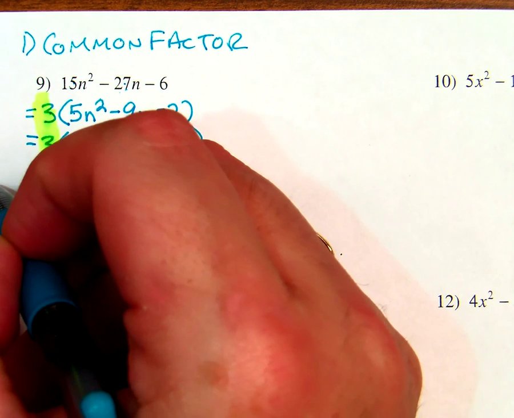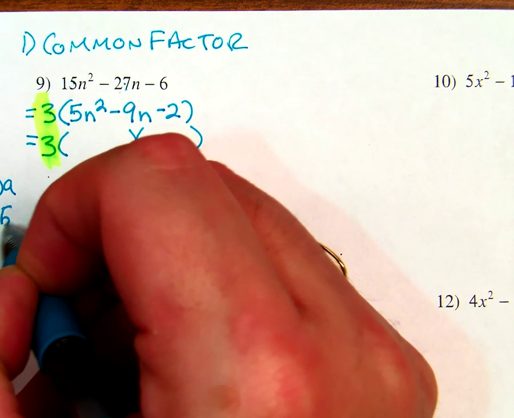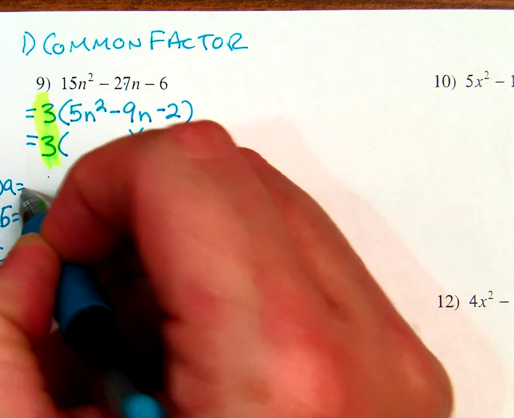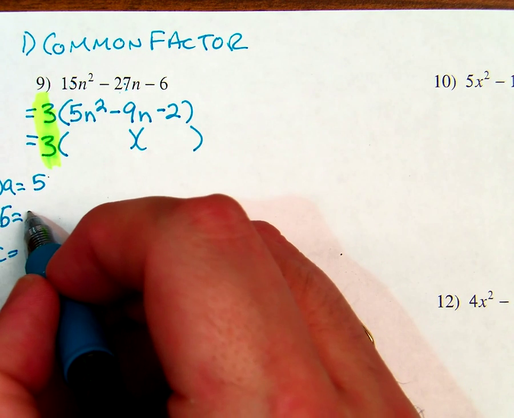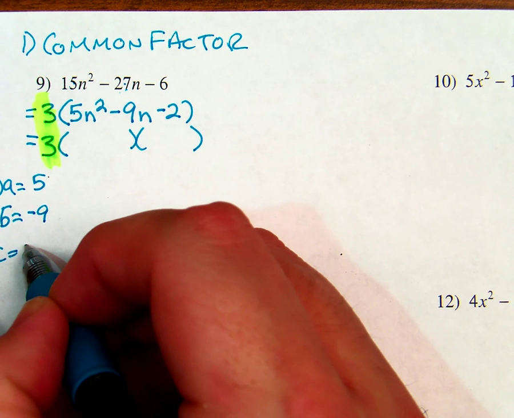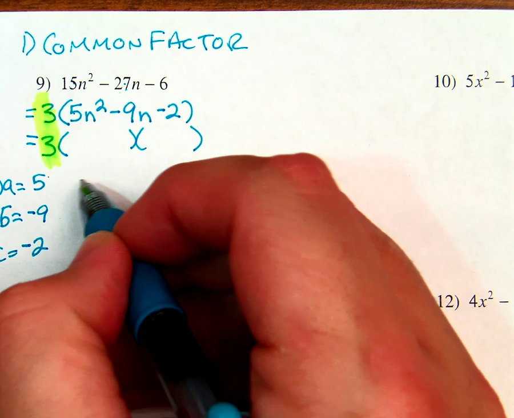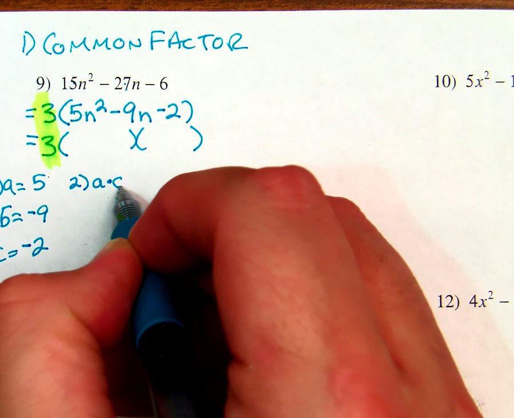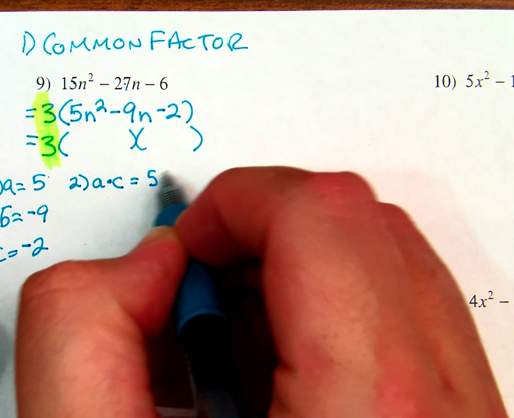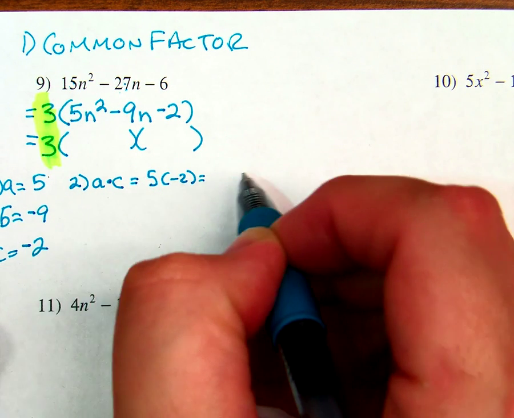Now, what's my A? What's my B? What's my C? A is 5. B is negative 9. C is negative 2. I need A times C. So it's 5 times negative 2, which is negative 10.